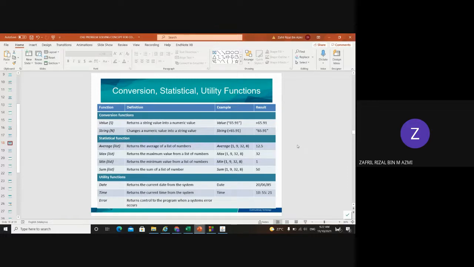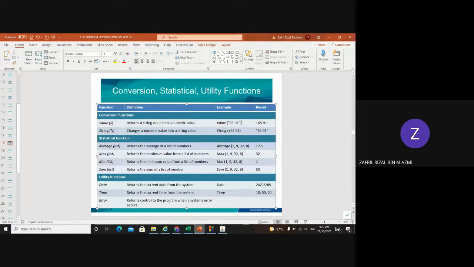Alright, then we have conversion, statistical and utility functions. An example is the value function, which returns a string value as a numeric value. So we have a string and we want to convert our string to a numeric value. How do we do it? We call the function value and we put the string value inside of it, so automatically it will convert it to a numeric value.